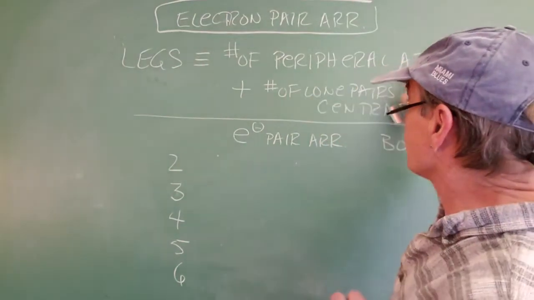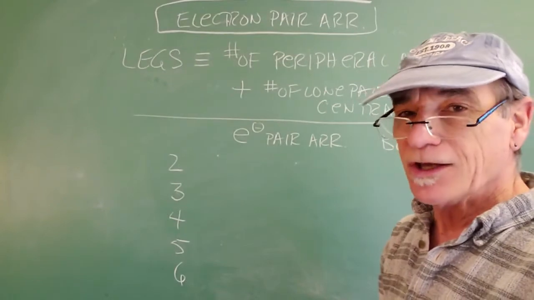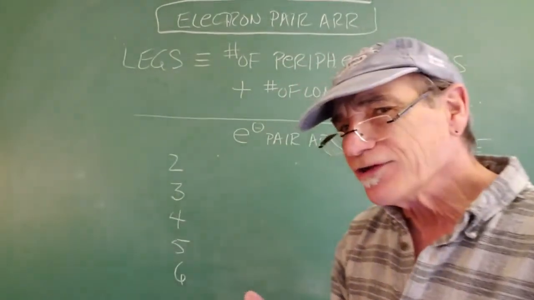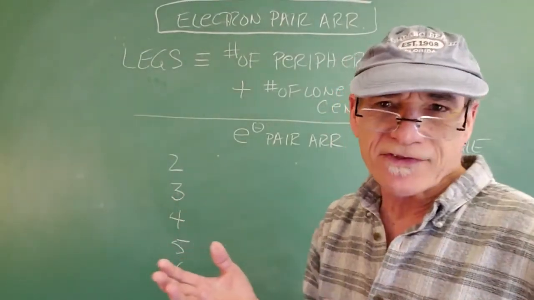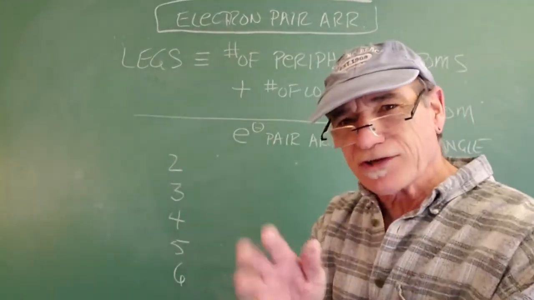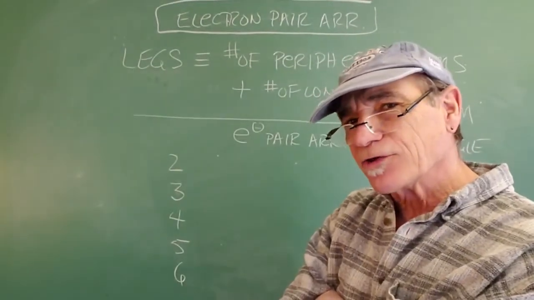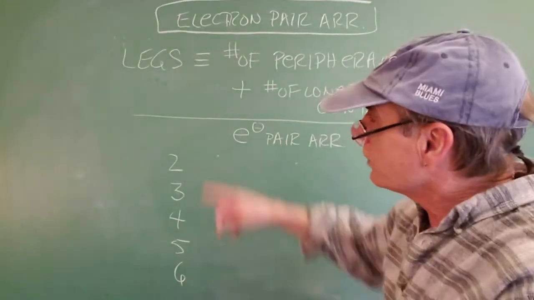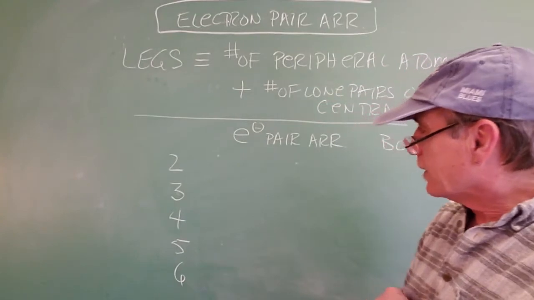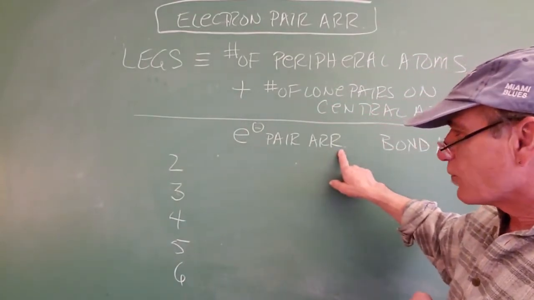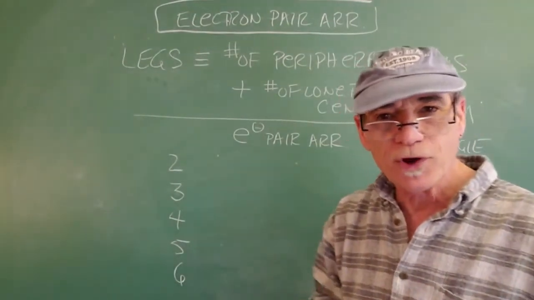So the number of legs is the number of peripheral atoms plus any lone pairs on the central atom, because those count as legs. It turns out that we only see molecules that have two legs up through six legs. Nothing goes beyond six legs because that's 12 electrons, and if you recall, I set a maximum of 12 electrons for that central atom. So here's my list: I could have two, three, four, five, or six legs. Well, let's describe the electron pair arrangement. How would those legs arrange themselves in such a way as to minimize repulsion?